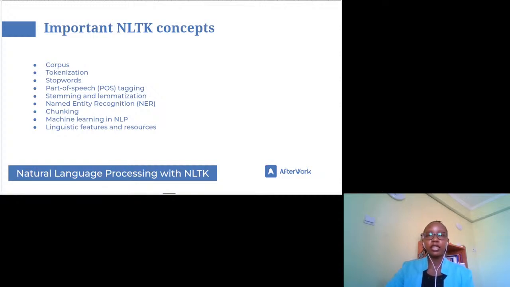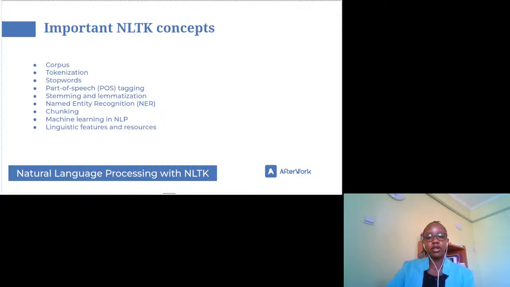Stemming and lemmatization involve breaking down words into their base or root form. Stemming does it by removing affixes, so prefixes and suffixes, and the resulting word may not necessarily be a valid word. On the other hand, lemmatization considers the contexts in which the word is used, so it reduces words to their dictionary form. So the results of lemmatization are always valid words.